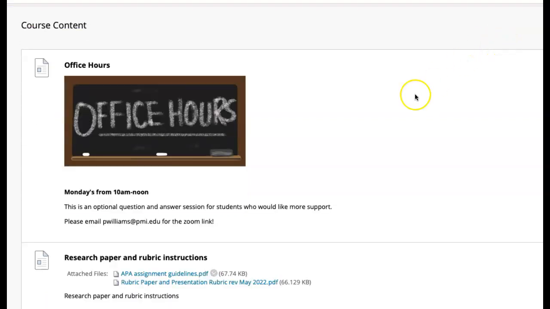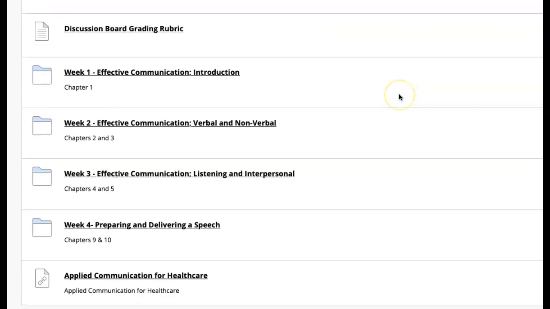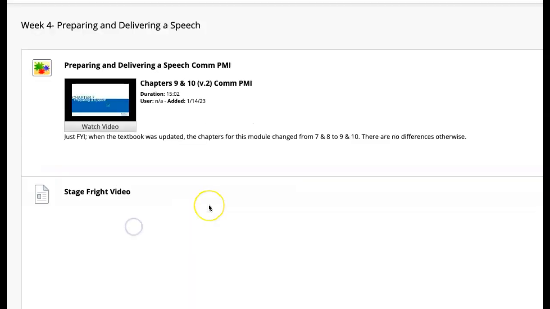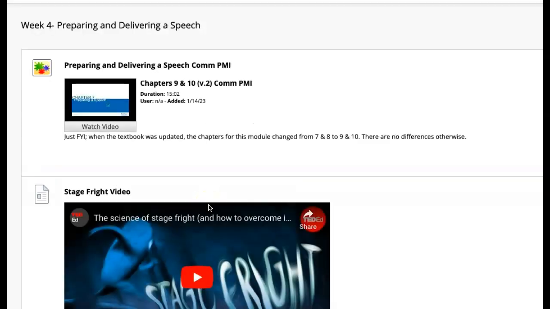Welcome to week 4. We've already really jumped into a number of different topics, a number of different discussions. So this week we're going to talk about preparing and delivering a speech. Now, preparing and delivering a speech can be complicated. It of course can be intimidating. So we're going to talk about all those things and kind of talk about the science behind it.